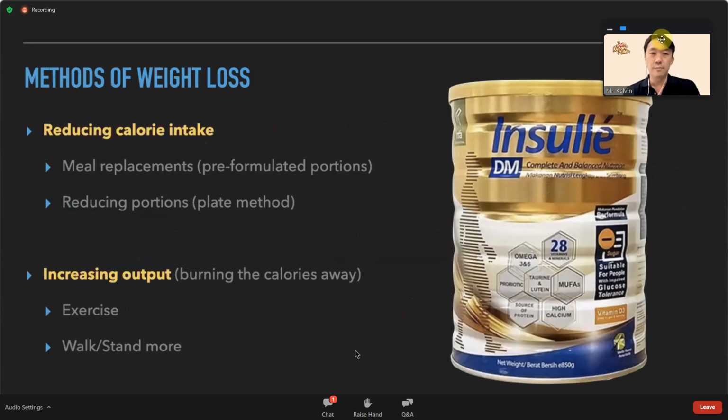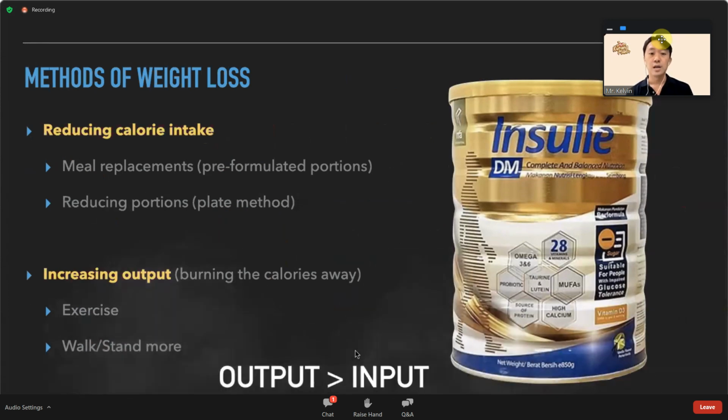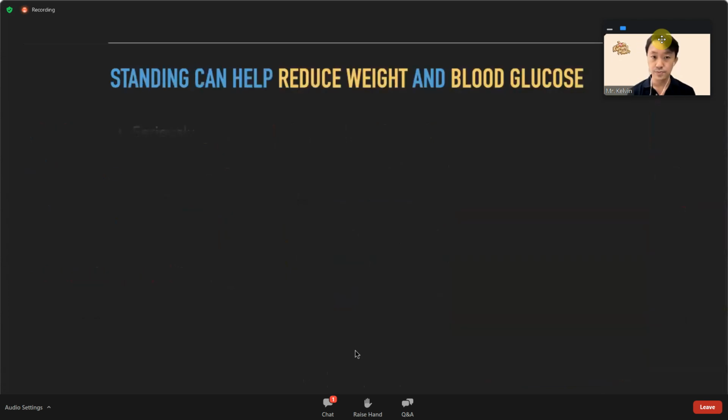Now, I know that there are many, many ways to lose weight, but all of these ways fall into two categories. The first category is to reduce calorie intake. We can use meal replacements like the ones used in the trial. We can reduce portion sizes, or we can even use the very simple plate method advocated by our government. The next category will be to increase output, or to burn the calories away. And of course, this will involve exercise and more physical activity. As long as your output is more than your input, you will lose weight.